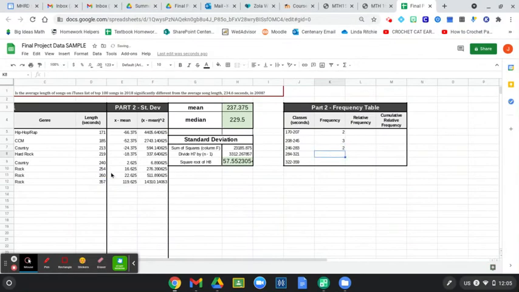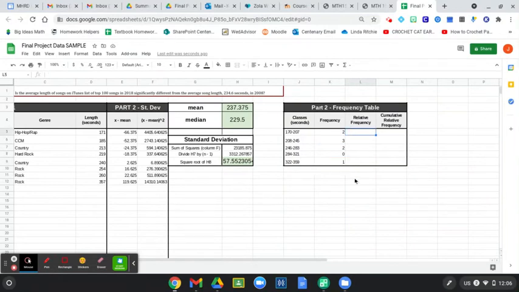And then 284 to 321, none. Put a 0. Oops. Put a 0. That doesn't just disappear. And then there's one over here. And I always just like to check, does this add up to how many I needed, which was 8? 2, 3, 4, 5, 6, 7, 8. So it looks pretty good.